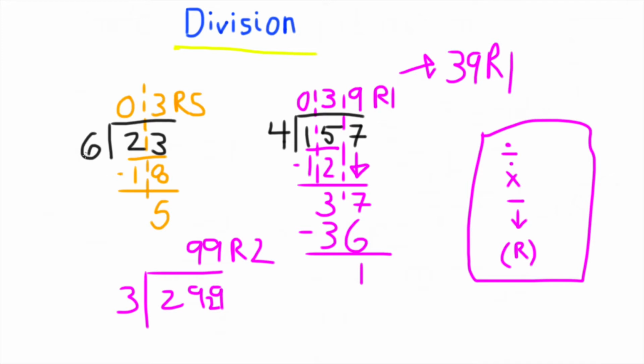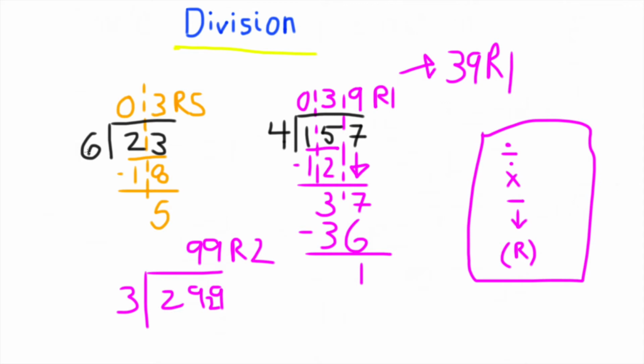And since 6 is bigger than 2, the answer is 0, or it cannot. So you can write a 0 here if you want. You don't have to. And then what we do is we move on to the next number. So we go to the 3, but we can't forget that we didn't really use the 2 yet. So instead of 6 into 3, we're actually thinking 6 into 23, or 23 divided by 6.